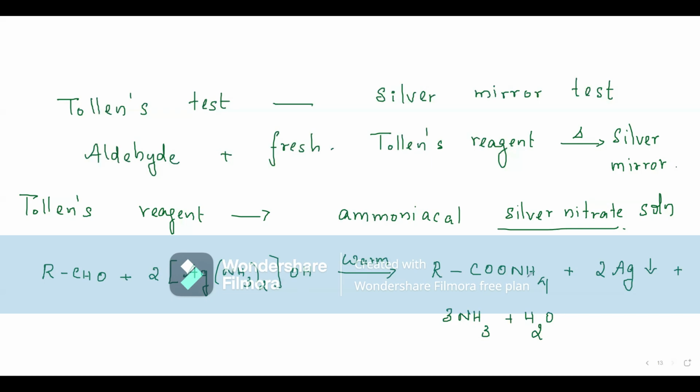Now, if you feel the equation is difficult, you can ignore it. You don't have to write this, because the board examination question based on this is just to suggest a test for aldehyde. So aldehydes on warming with freshly prepared Tollens reagent give a silver mirror on the walls of the test tube. Only if you're confident of learning the equation, go for it.